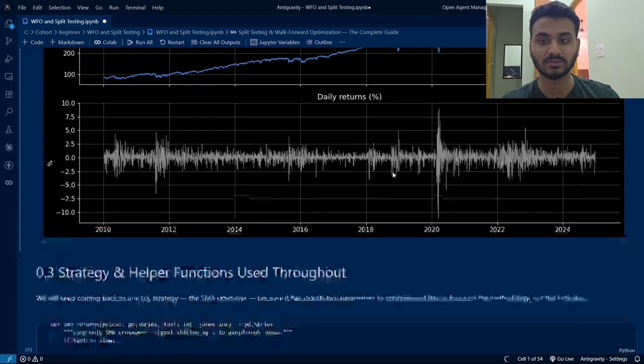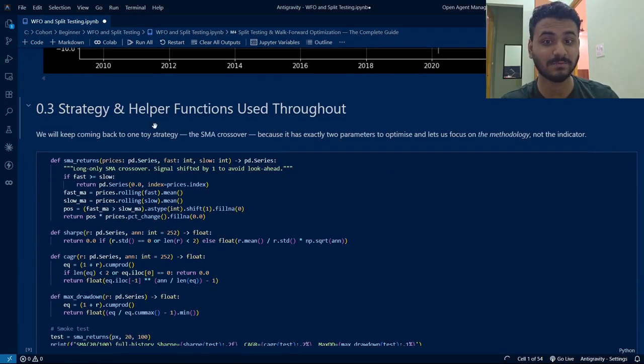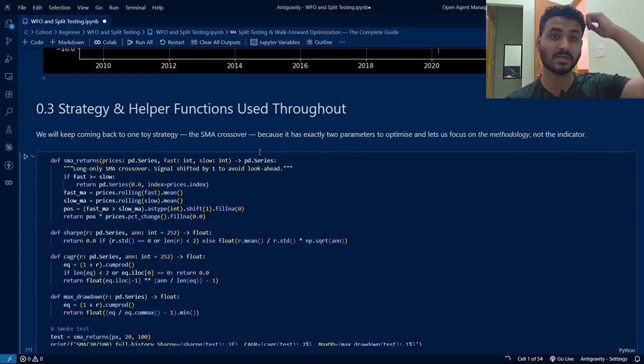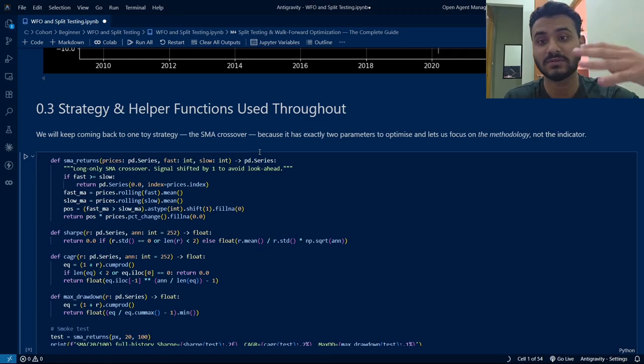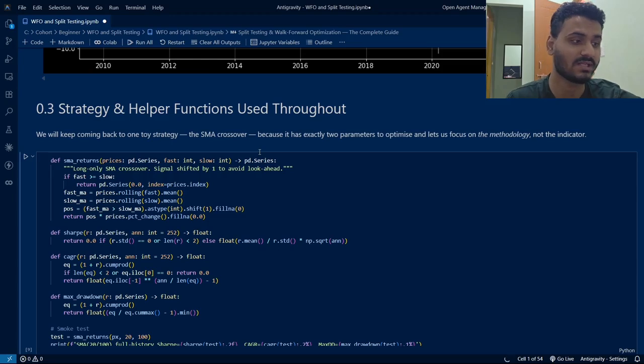Now, let's talk about the strategy and helper function you will use throughout. We will keep coming back to one toy strategy, the SMA crossover. Why am I using the SMA crossover? Because it's basic enough for people to understand, and if some people in the cohort are already good with coding, they can even manage better strategies. But the core ideology is to understand the walk forward and split test, right?